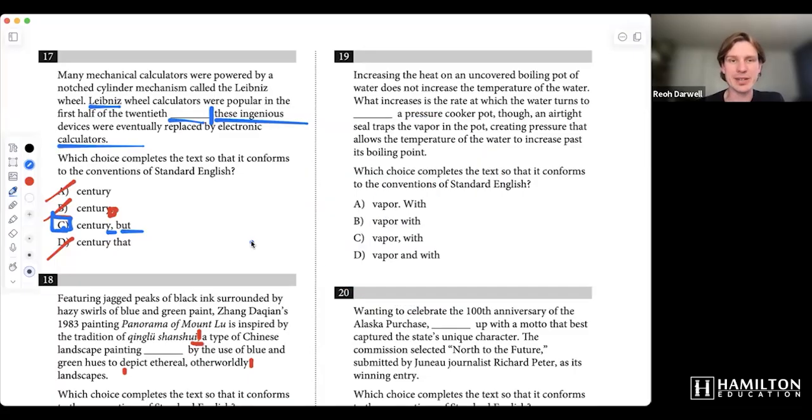All right, so if you miss 19, I think you missed a very operative word, which I'm going to underline, a very important word to determining this question, which is right here, "though." This "though," which I underlined, is a transition between our first clause, "what increases is the rate at which the water turns to vapor," and our second clause. "With a pressure cooker pot, though, an airtight seal traps the vapor in the pot, creating pressure that allows the temperature of the water to increase past its boiling point."